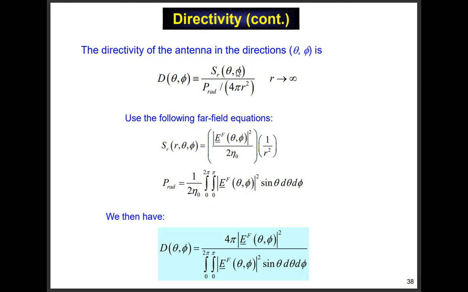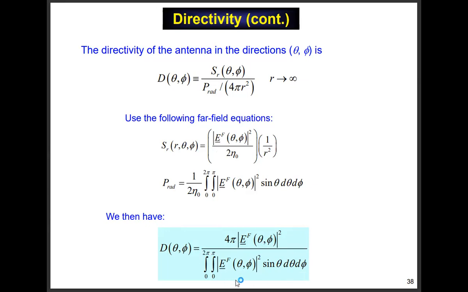And then just simplify a little bit. For example, if you put this in the numerator, you can see it's going to have a 1 over r squared. And then there's a 1 over r squared downstairs. So the r squareds cancel. And this 4 pi can come upstairs. So just a tiny bit of simplification. And here's the final answer. So if you know this two-dimensional function called the far field shape function, then you can go and evaluate the directivity in any direction you want.